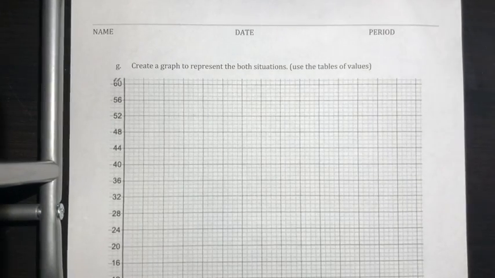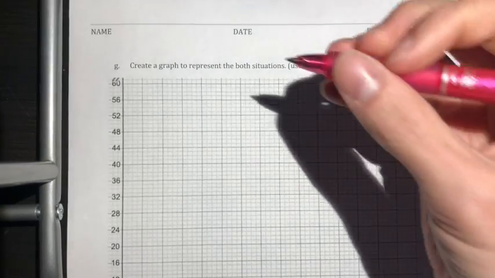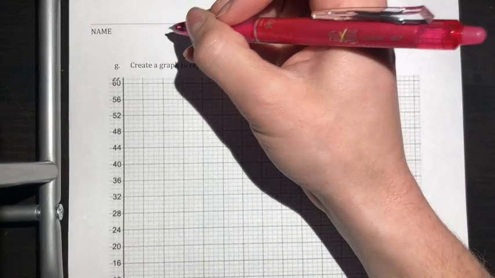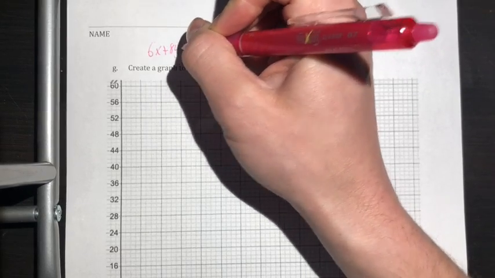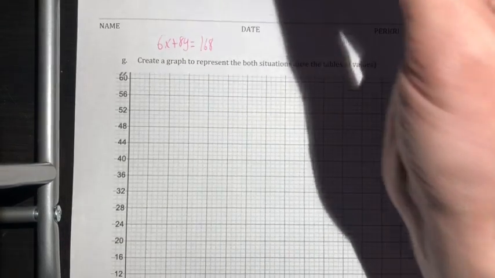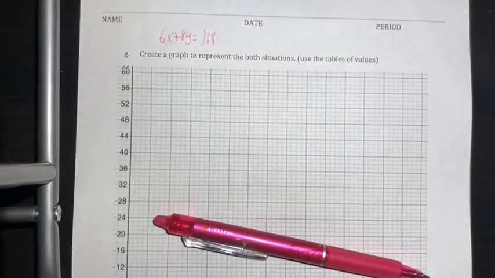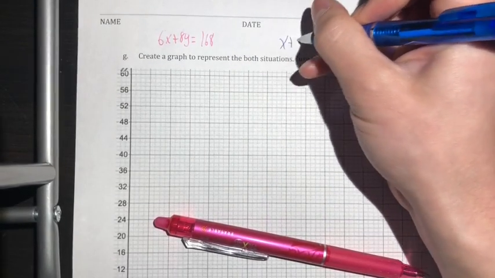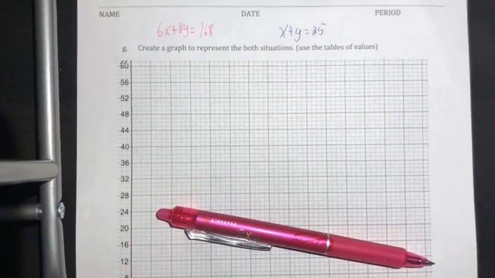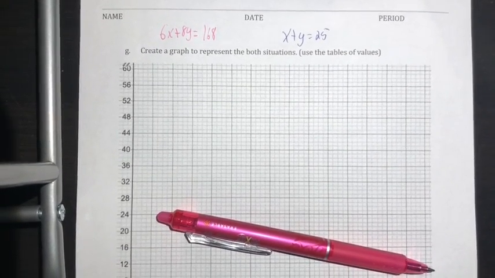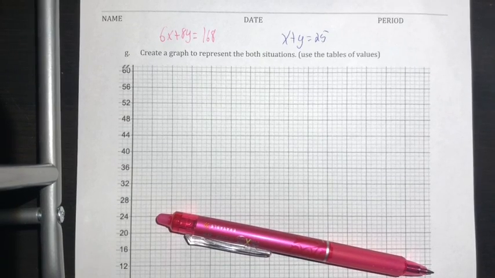So let's see, I'm going to go ahead and graph the 6x plus 8y equals 168 combinations in pink. And I'll graph the x plus y equals 25 in blue. All right, so I'm gonna plot those points. I'll pause it just so you don't have to watch me plot points for an hour. I'm gonna pause it and we'll see what that graph looks like.